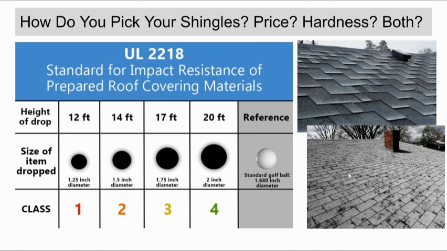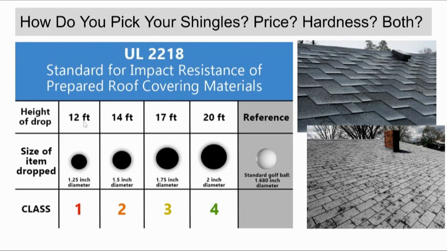So an example or an application of hardness in real life is, how do you pick your shingles? Do you look for just the lowest price point, or for hardness, or both? If you live in Colorado, you know that we are frequently victims of hailstorms. And so the class of shingle, class 1 versus class 4, determines the impact resistance for that roof covering.